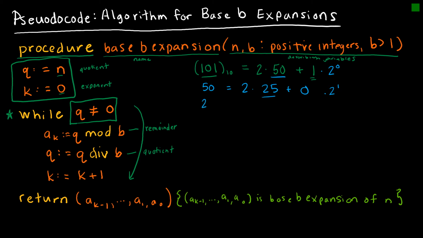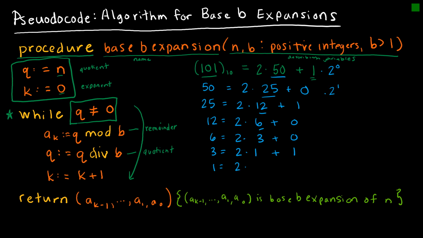Then I would take the 25. 25 is 2 times 12, which is 24 plus 1. I'm taking the 12, which is 2 times 6 plus 0. I'm taking the 6, which is 2 times 3 plus 0. I'm taking the 3, which is 2 times 1 plus 1. And then I'm taking the 1, which is 2 times 0 plus 1. And since I got to this point where my quotient was now 0, that's when it tells me to stop.